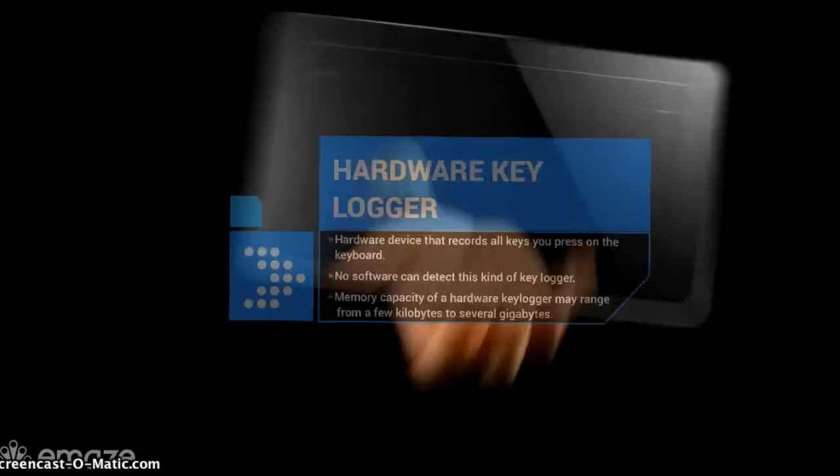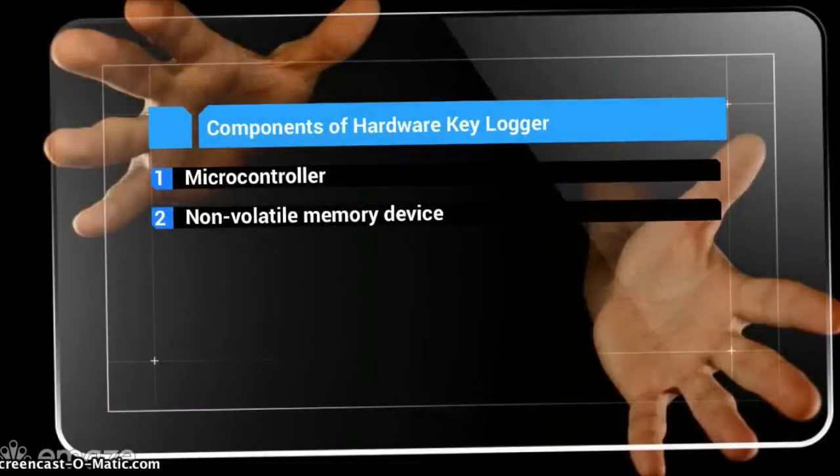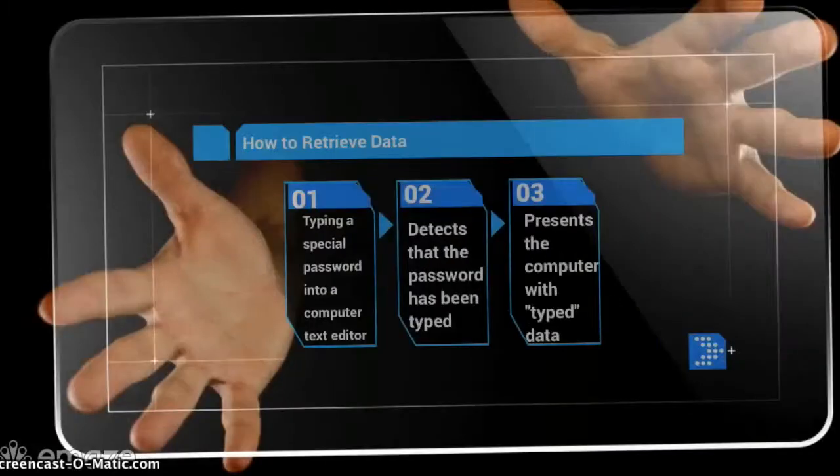Hardware keylogger. A hardware device that records all keys you press on the keyboard. No software can detect this kind of keylogger. Memory capacity of a hardware keylogger may range from a few kilobytes to several gigabytes. Components of a hardware keylogger: the first one is a microcontroller. The second one is a non-volatile memory device.